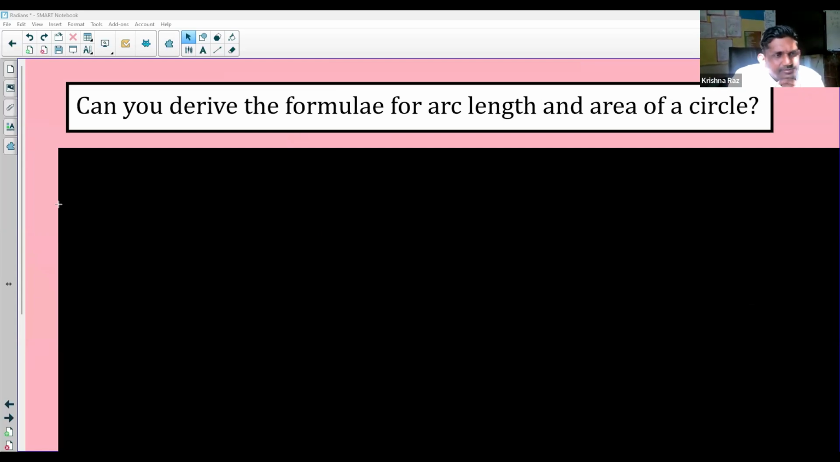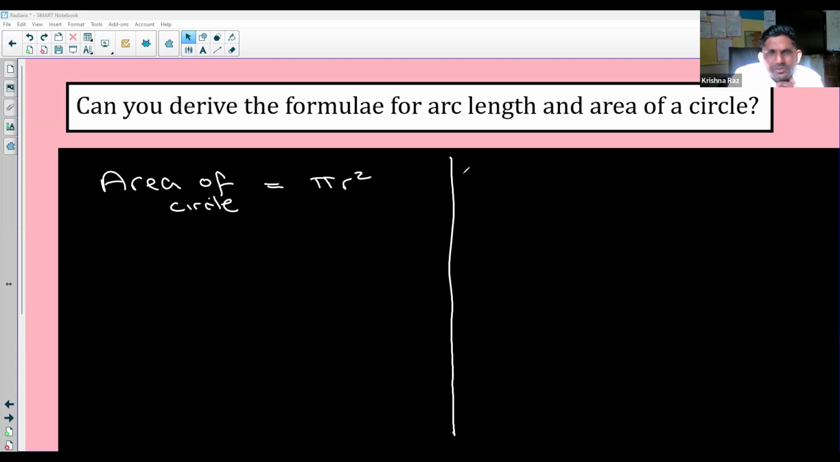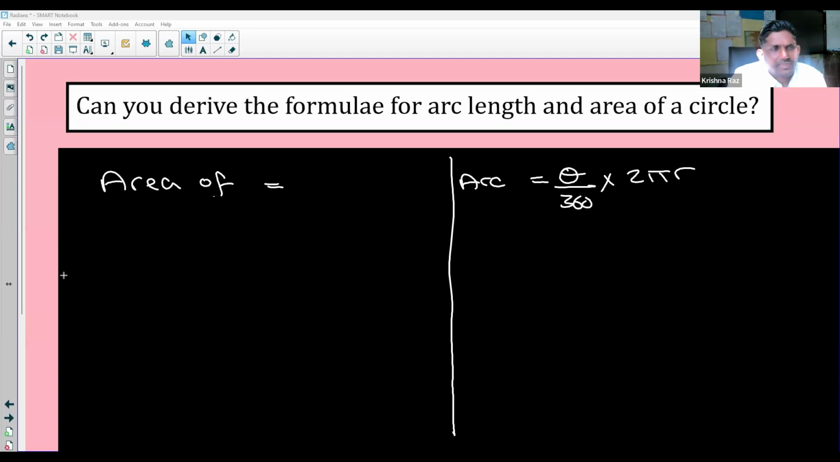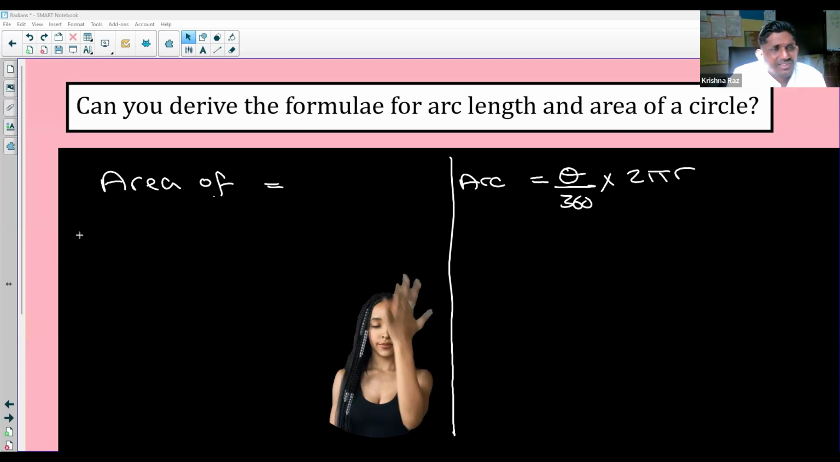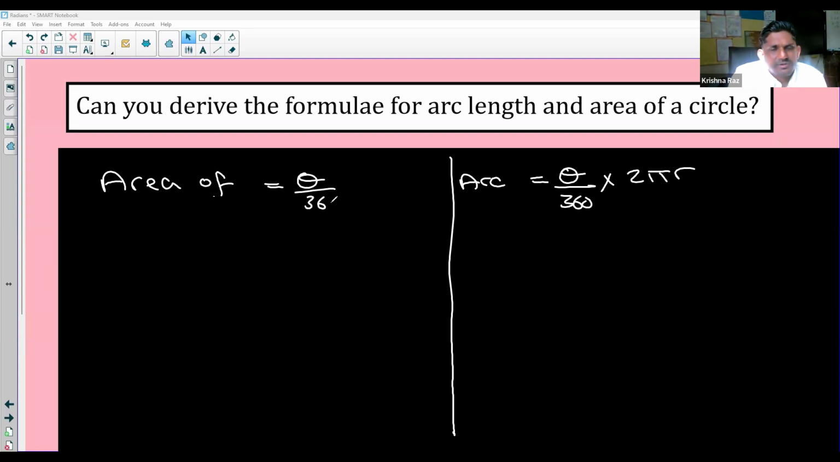We know that the area of a circle that we're familiar with is pi r squared. And we know that the arc length of a circle is a proportion of the circumference. So we have a proportion of the full circle for the area of the sector. Sorry, let me just correct that. It's theta over 360 times pi r squared, and that gives us the area of the sector.